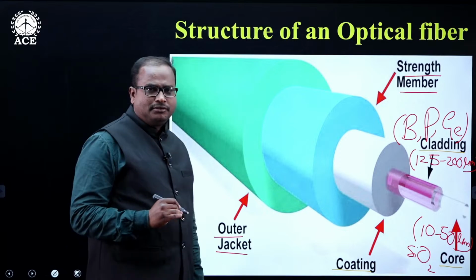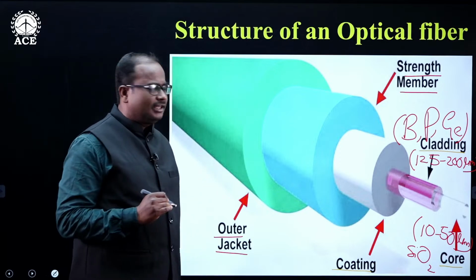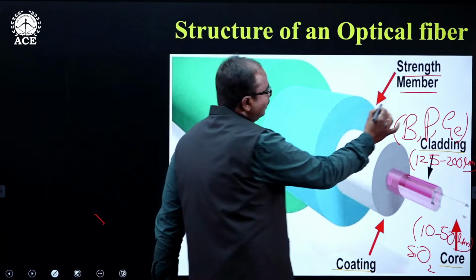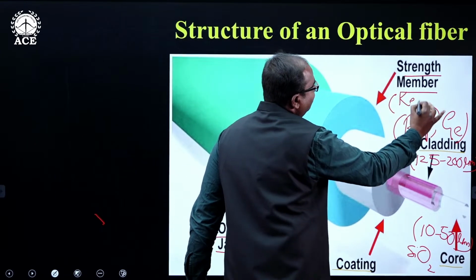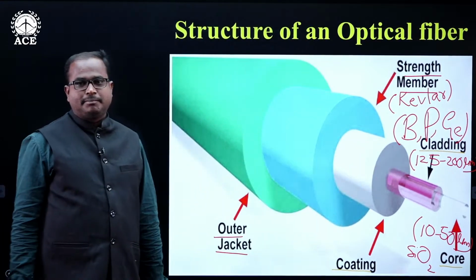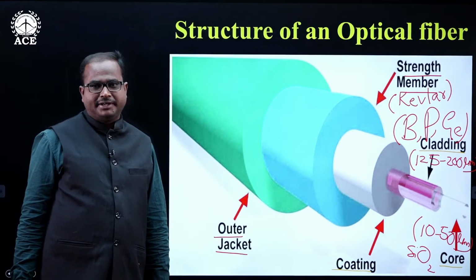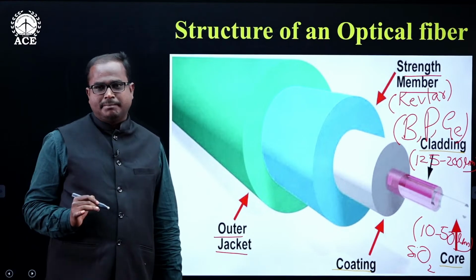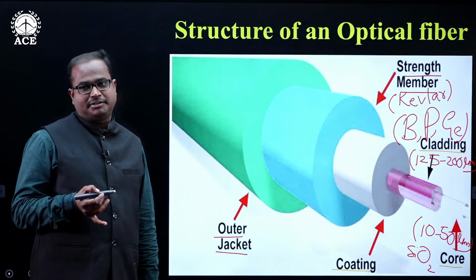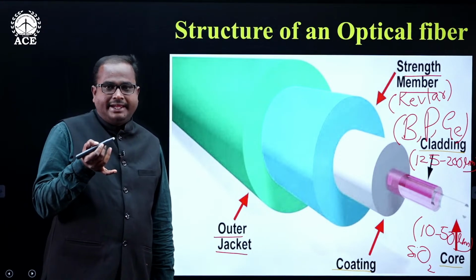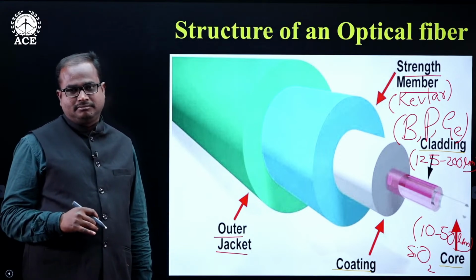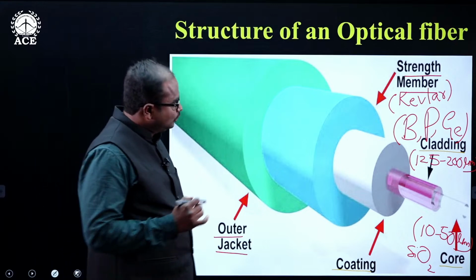But what about the strength member? The next part is the strength member. The strength member is made up of a special type of material called Kevlar. This Kevlar strength member mainly gives strength to the fiber. It gives the tensile strength to the fiber. That is the use of this strength member.